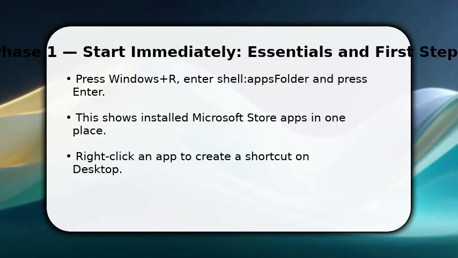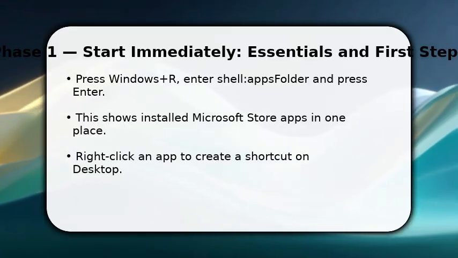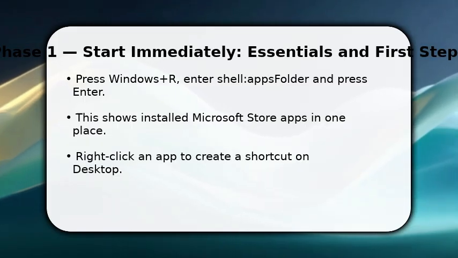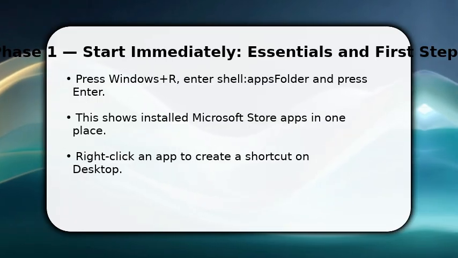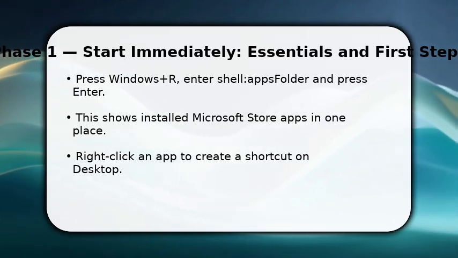Enjoy the video. You start by opening the Hidden Apps folder so you can make a proper shortcut. Press Windows plus R, type shell:AppsFolder, and press Enter. You'll see all installed store apps.